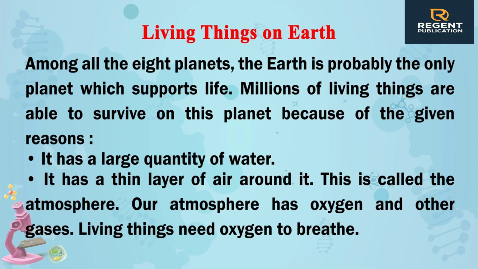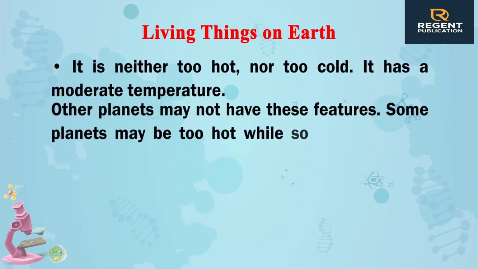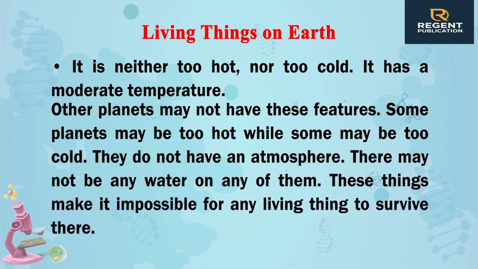It is neither too hot nor too cold. It has a moderate temperature. Other planets may not have these features. Some planets may be too hot while some may be too cold. They do not have an atmosphere. There may not be any water on any of them. These things make it impossible for any living thing to survive there.